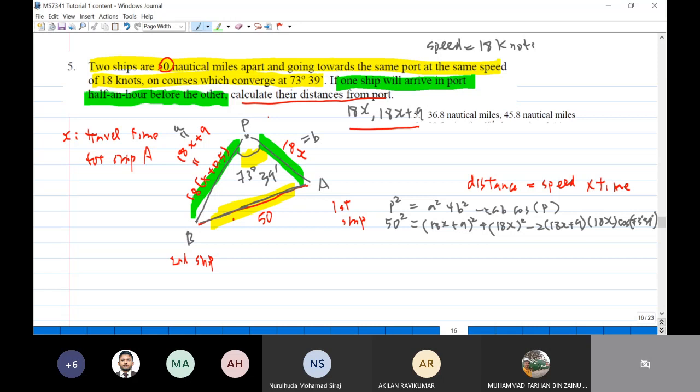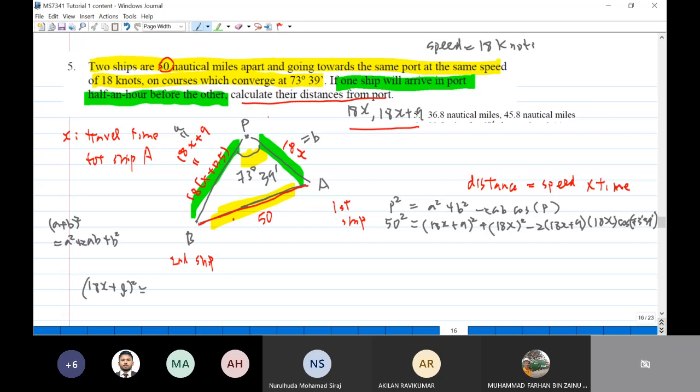So let me multiply them out first. First of all, you know how to do 18x plus 9 squared, what is it? You can use the formula: a plus b squared is a squared plus 2ab plus b squared. It's not a squared plus b squared. So this is 18x squared first. So 18, you square it first.